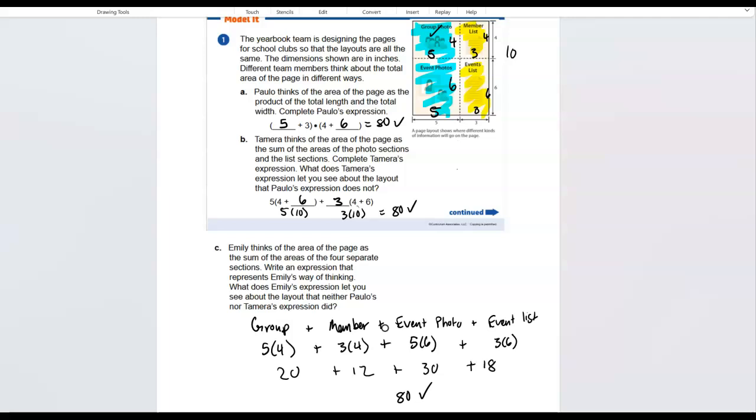So all are correct. They just give you different types of information. One was total area. Whatever I write down, you write down. Tamara was all about give me the area of the photos versus the lists. And Emily was all about give me the area of each section, right? Whatever I write down, you write down.